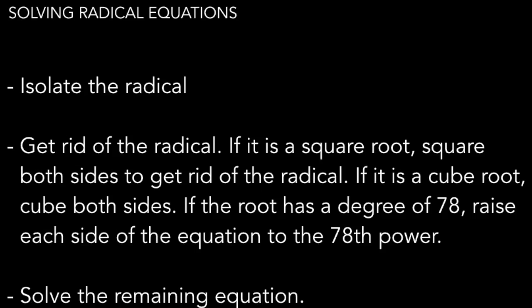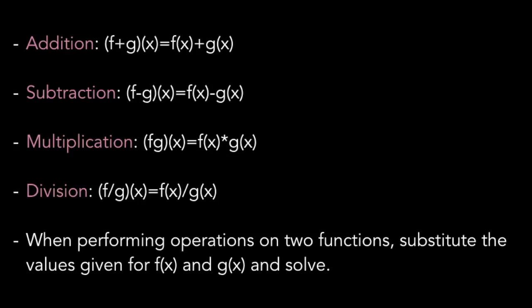Solving radical equations is simple. First, you isolate the radical. Then you get rid of the radical. If it is a square root, square both sides. If it is a cube root, cube both sides. If the root has a degree of 78, raise each side of the equation to the 78th power. You get the idea.